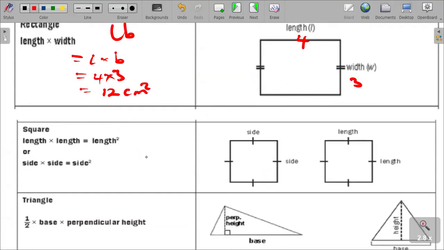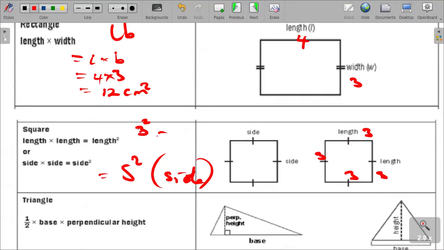Again, in terms of a square, it is length times length, which is length squared. The area of a square is equal to side squared, where S represents the side. Each side of a square is equally the same. So if we have 3 centimeters here, we have 3 there, 3 there, and 3 there. To calculate the area of a square, we just say 3 squared, which is side times side, which is equal to 9 square centimeters.